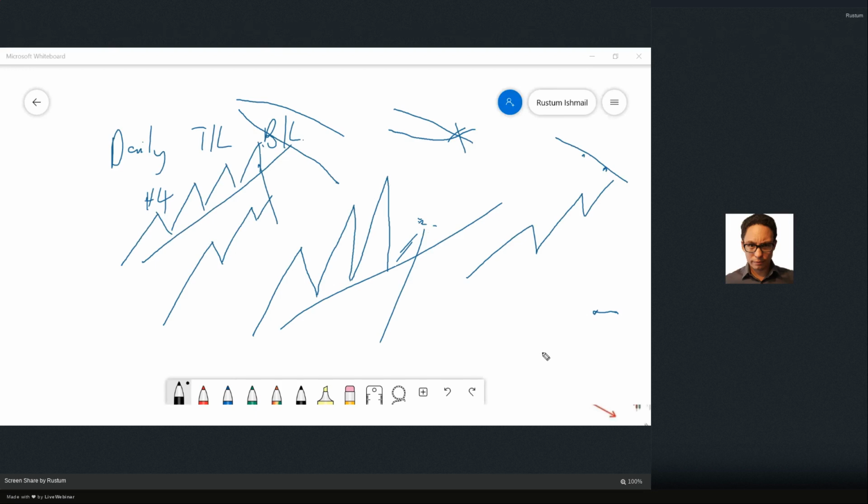Okay, perfect. And then next week we're going to do the entry methods, and then the following week, which is the final one, is going to be the risk management.